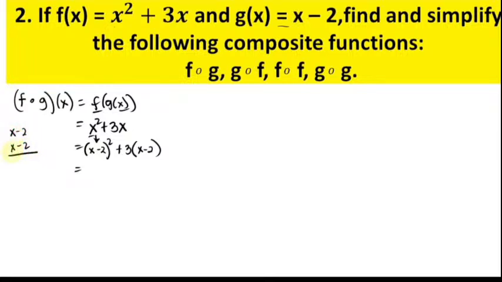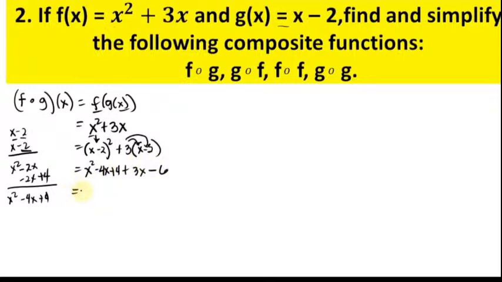So x times x, that is x squared. Then x times negative 2, that is negative 2x. Negative 2 times x, that is negative 2x. Plus negative 2 times negative 2, that is positive 4. Then simplify, x squared minus 4x plus 4. So this x minus 2 raised to 2, equivalent yan sa x squared minus 4x plus 4. Then ito distribute, plus 3 times x, that is 3x. Then 3 times negative 2, that is negative 6. Then simplify or combine like terms.